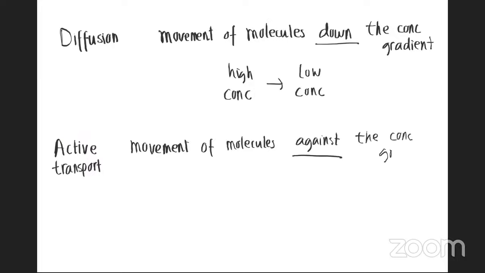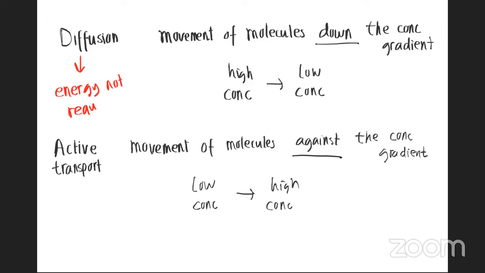So from low concentration to high concentration, that is the difference between diffusion and active transport. The next difference in feature: diffusion is passive movement, so energy is not required. Active transport is the movement of molecules against the concentration gradient, so energy is required.